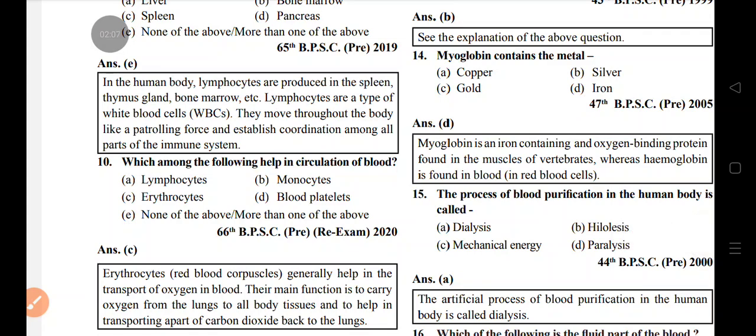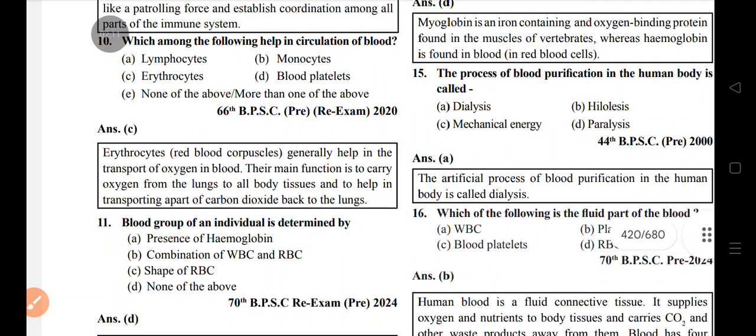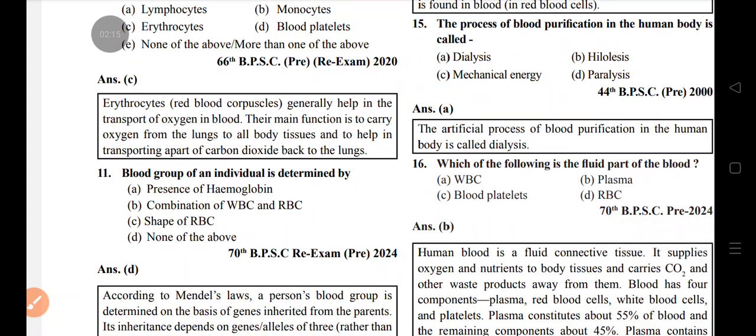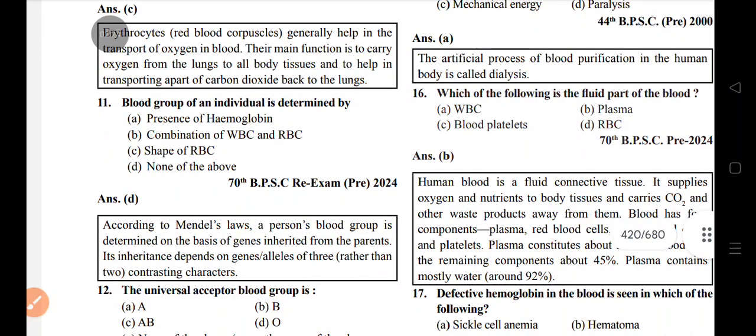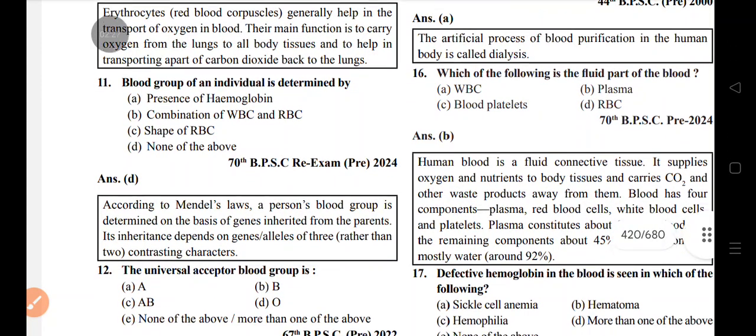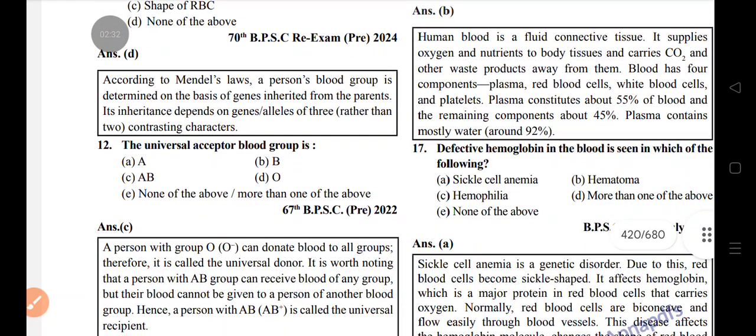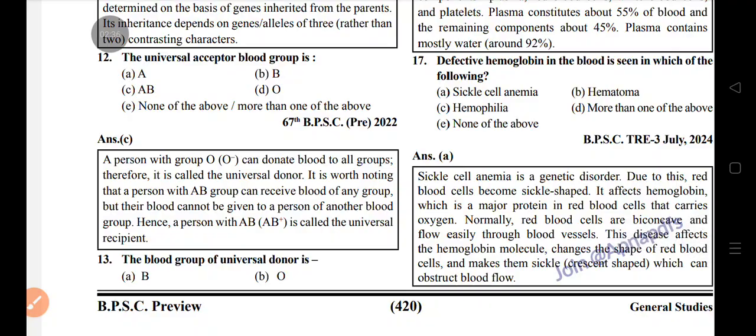Which among the following help in circulation of blood? Erythrocyte, RBC. To carry oxygen from the lungs to all body tissue and to help in transporting a part of carbon dioxide back to the lungs. Blood group of an individual determined by the antigen. Universal acceptor blood group AB. Universal donor O.